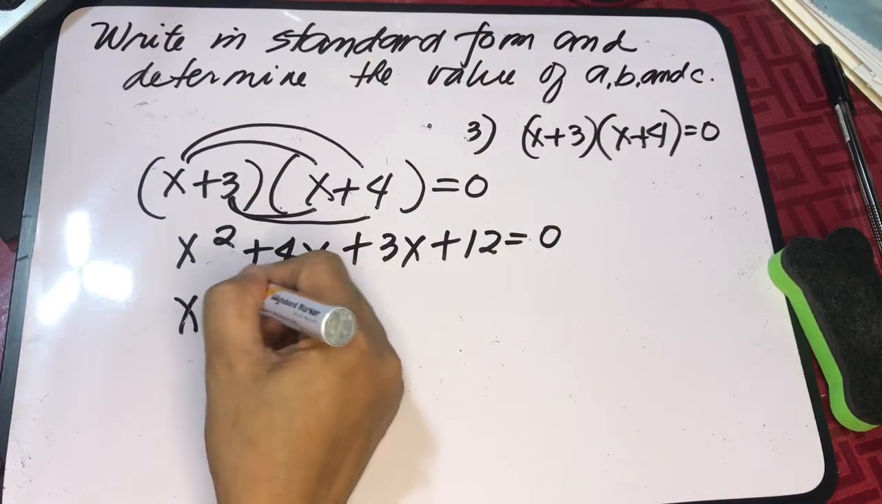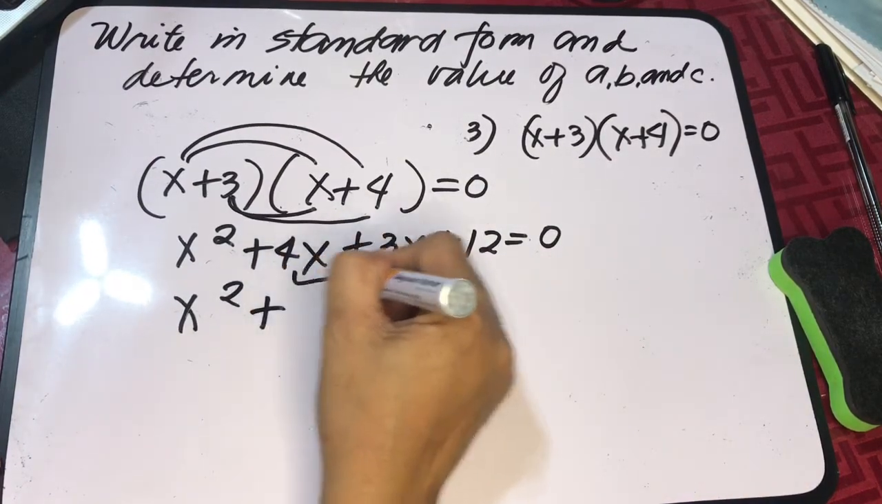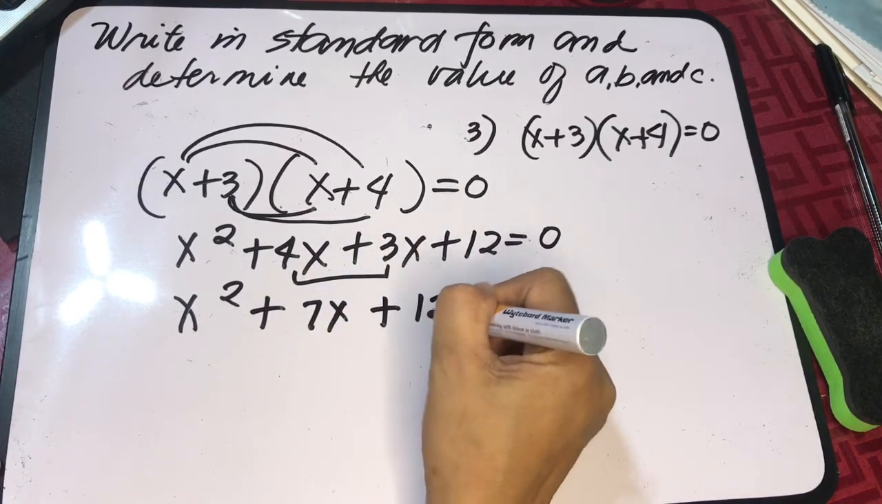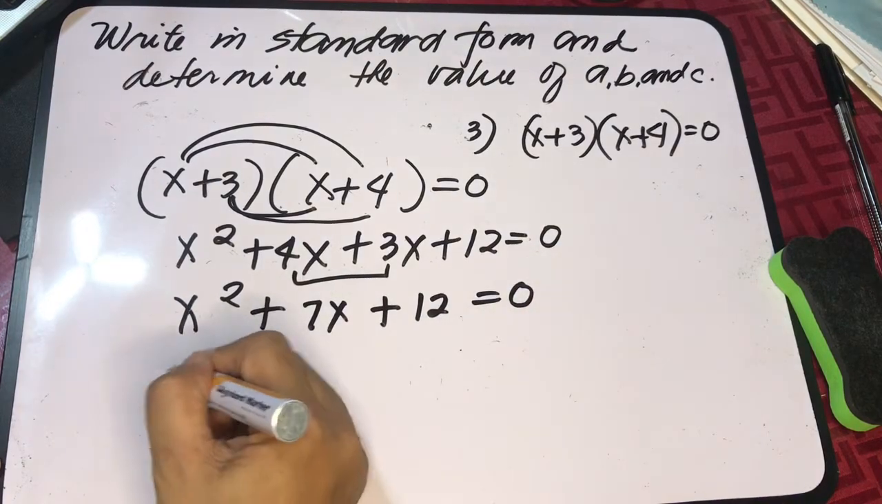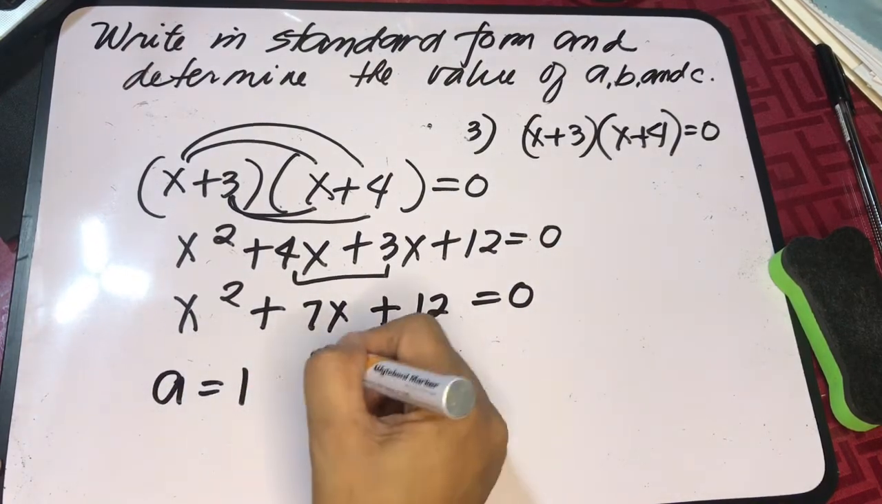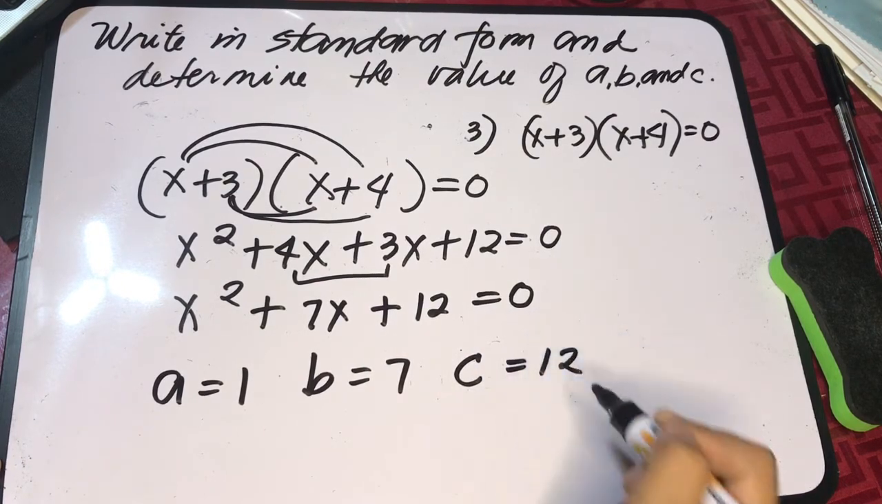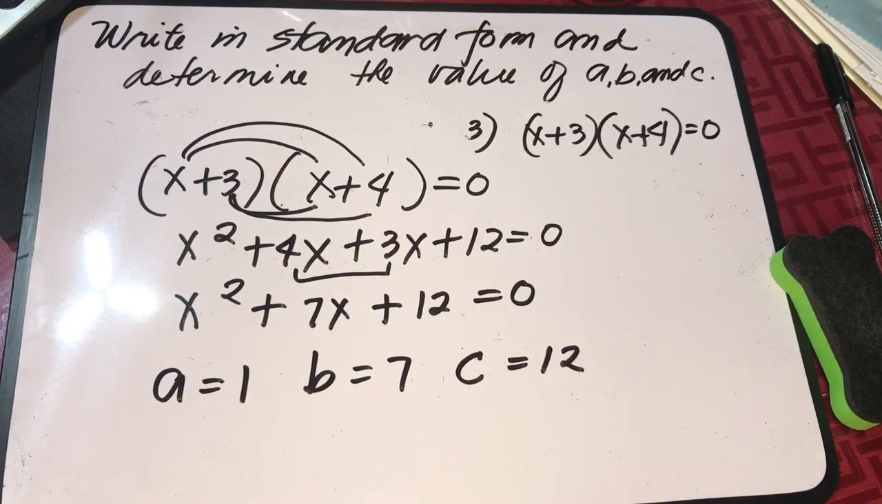We have x squared plus, similar terms, 7x plus 12 equals 0. So A is equal to 1, B is equal to 7, and C is equal to 12. Okay?